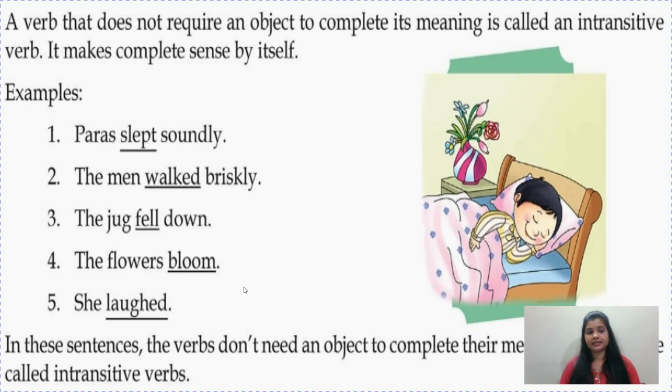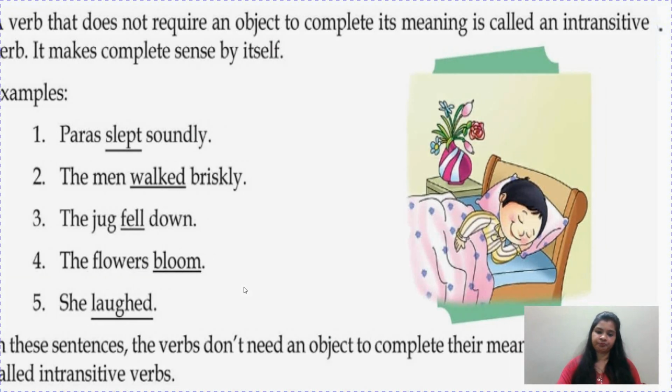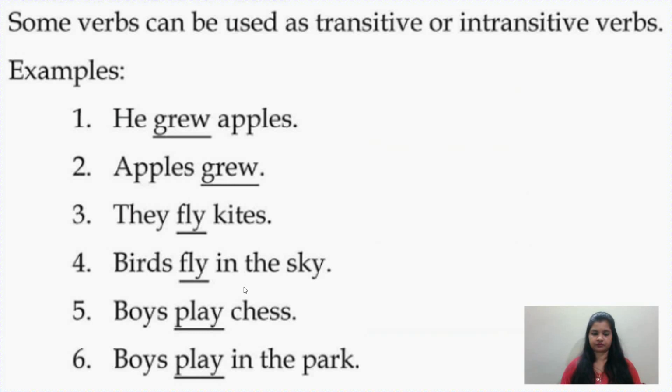Okay. Like example, Paris slept soundly. Children, I can also write Paris slept. No need of writing soundly. So it will be complete. Paris slept. Second, the men walked briskly. So you can also write the men walked. The jug fell down. Okay. The flowers blew. She laughed. So in these sentences, the verbs don't need an object to complete their meaning. So they are called intransitive verb.